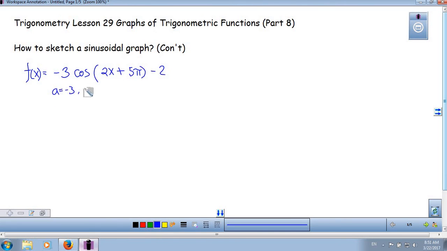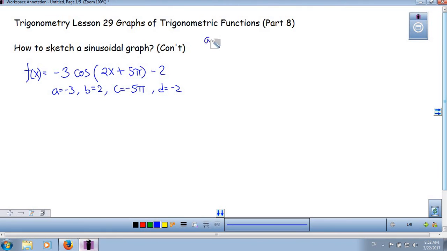A is negative 3, B is 2, C is negative 5 pi. Now again, the formula is Bx minus C. Therefore, this number should have a negative sign in front of it, but right now it's a positive sign. That means the C number is the opposite of what we're seeing here. And D is equal to negative 2. All those four things will give us plenty of information that we need.